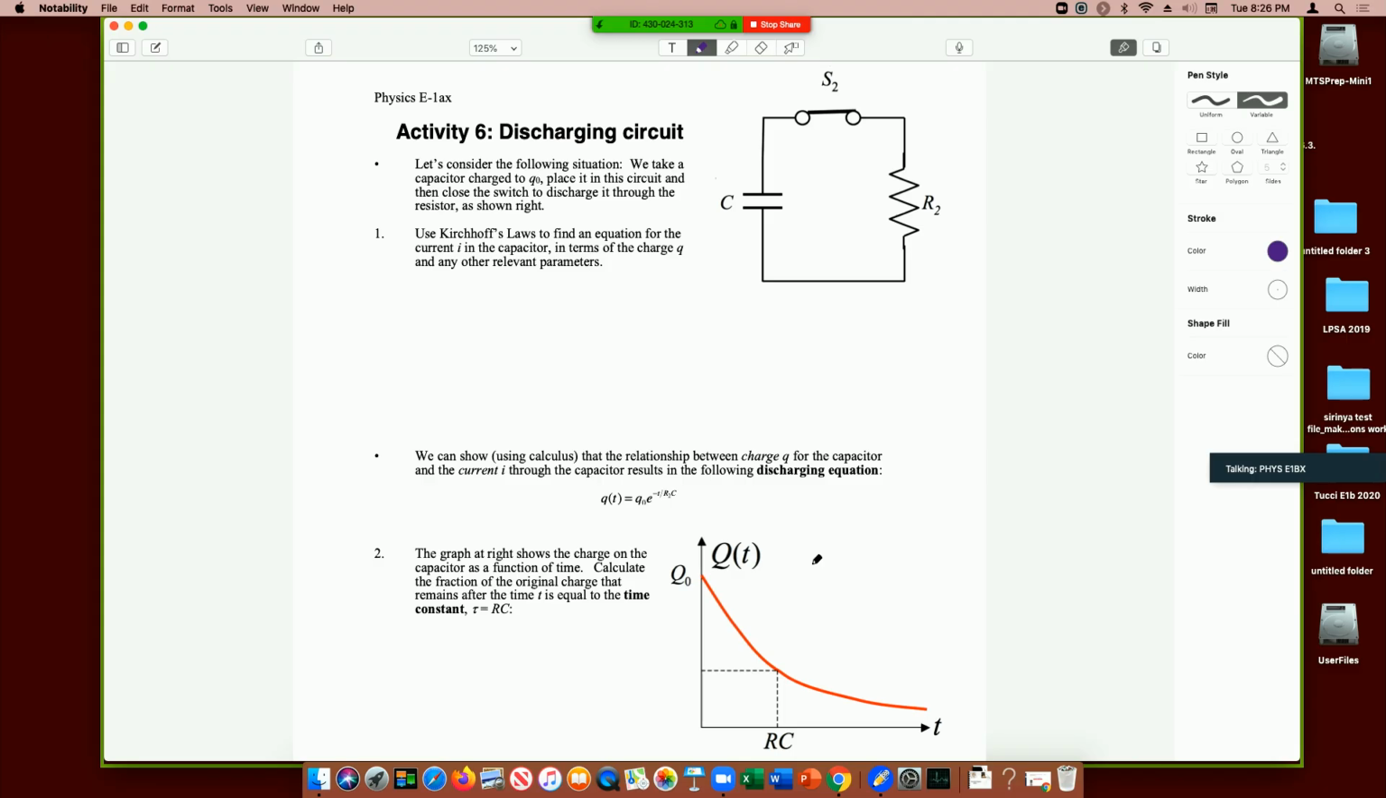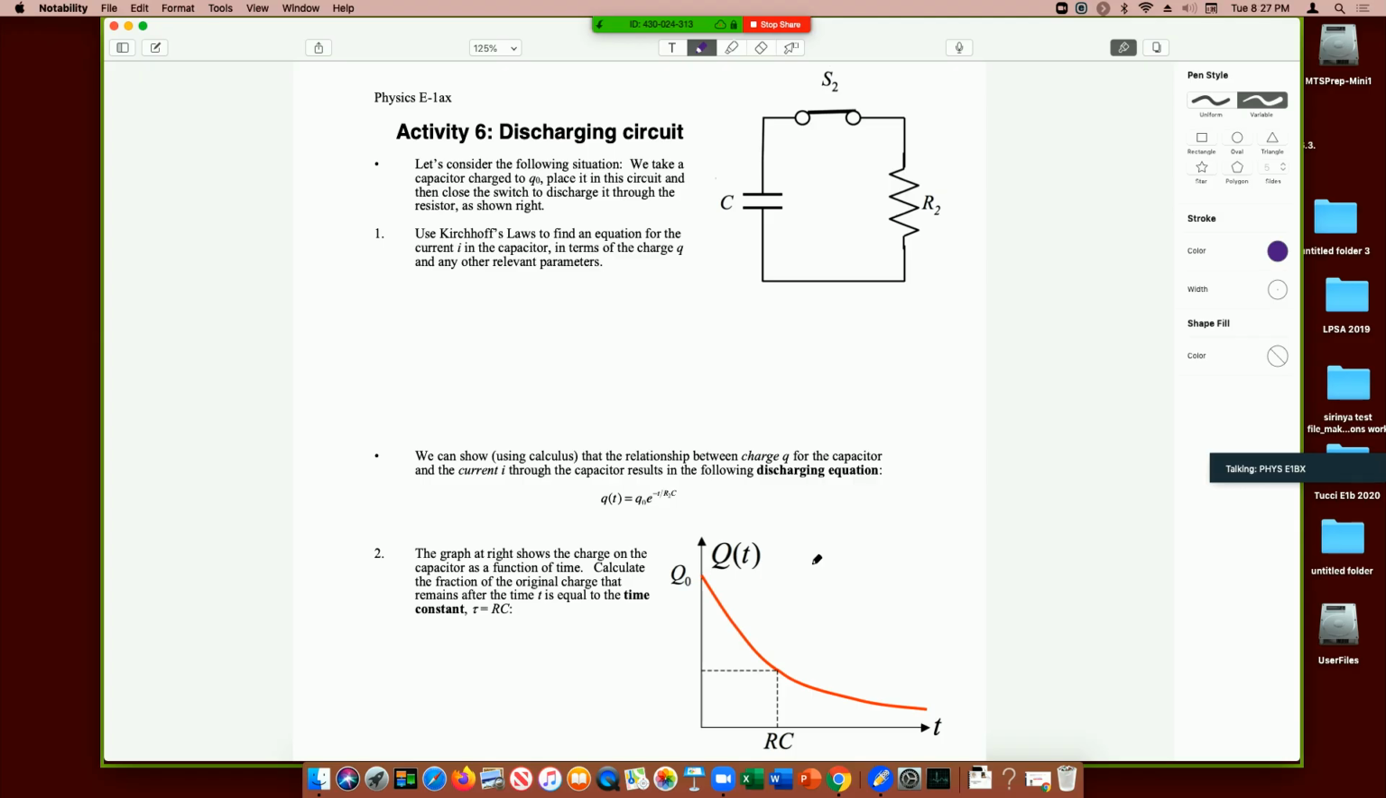So we're first going to talk about discharging circuits, and we're going to apply the same loop rule that we did with the Kirchhoff's law part. Using Kirchhoff's law, let's say you've got the following situation. We take a capacitor, and we've already charged it up to some charge, which we're going to call Q naught. And we place it in the circuit, and then we close the switch.